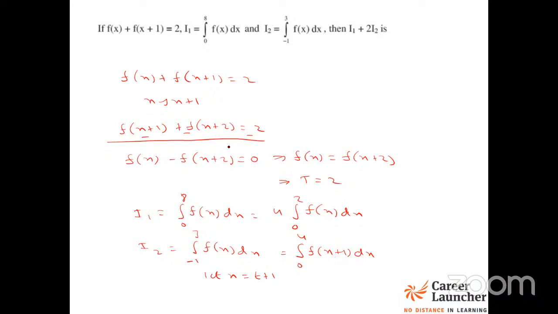Now what is f of x plus 1? It will become 2 minus f of x. So it will be integral 0 to 4 of 2 minus f of x dx. Right? So what's the value of I2? We get I2 is equal to 8 minus 2 times integral 0 to 2 f of x dx. So this will become I1 by 2, which is equal to 8 minus I1 by 2. If you simplify this, we get I1 plus 2 I2 is equal to 16. Right? By taking LCM and simplifying, this is what we get.